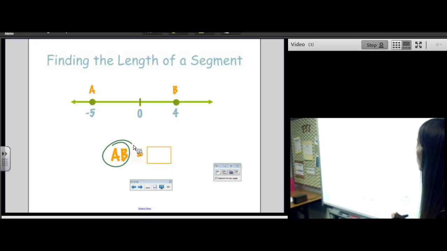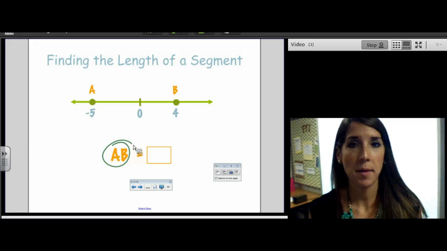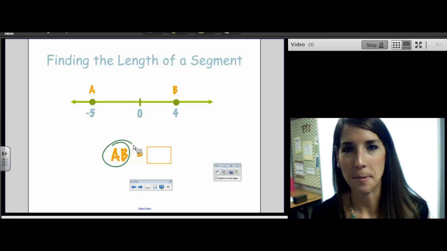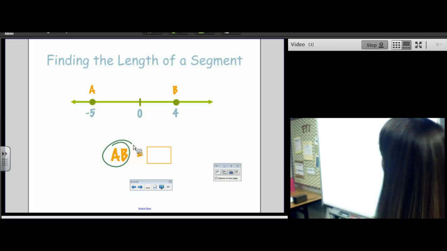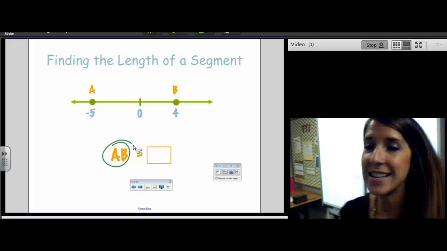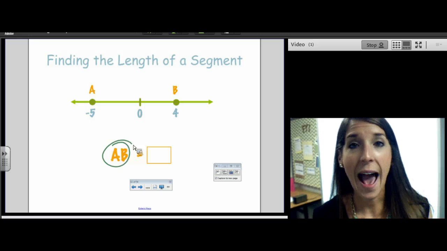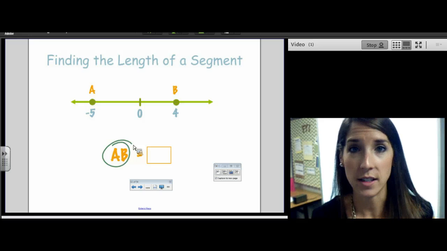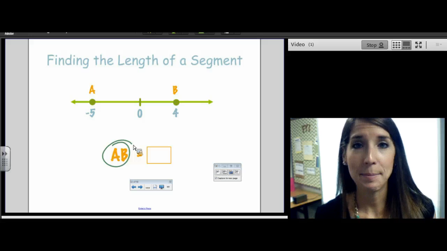So there are a couple of ways that you can do this, but I'm going to go ahead and just throw at you how to do it. We're not going to discover it this time because of our time. The way that you find the distance is you take the absolute value of the difference. Did you hear me? The absolute value of the difference.